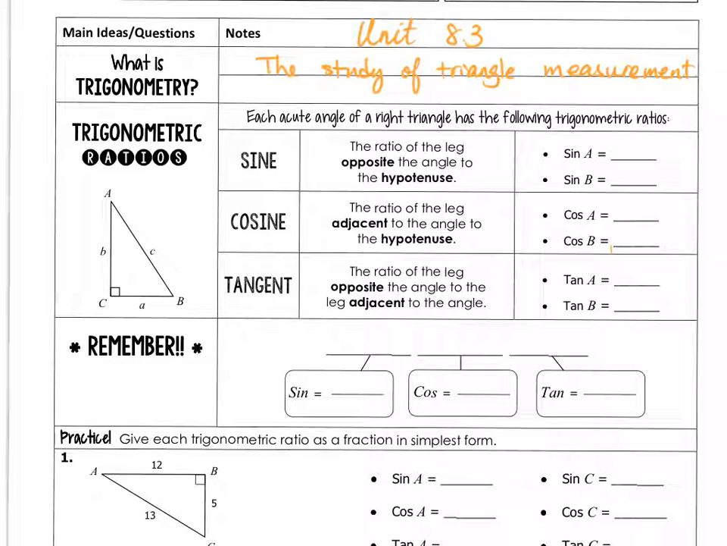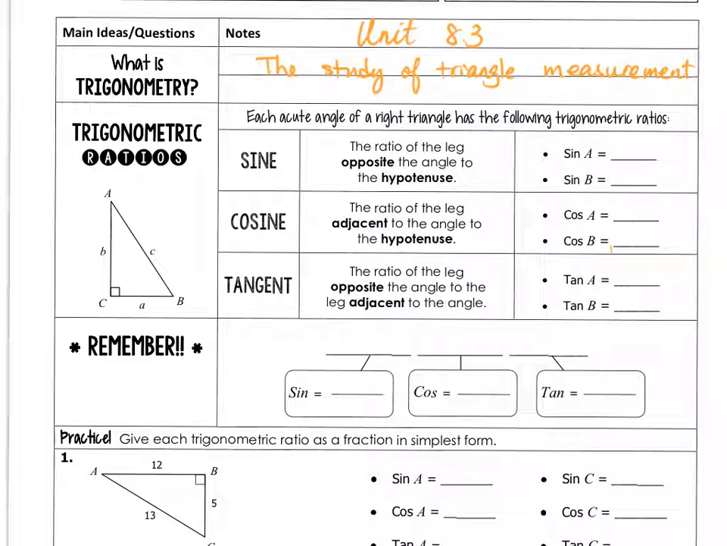In this unit, we're going to begin the study of trigonometry, which is just the study of triangle measures. As you will see, in trigonometry we're going to begin to learn how to connect the side lengths in a right triangle with the angle measures of the acute angles in a right triangle. Before we start, we need to understand some trigonometry ratios.